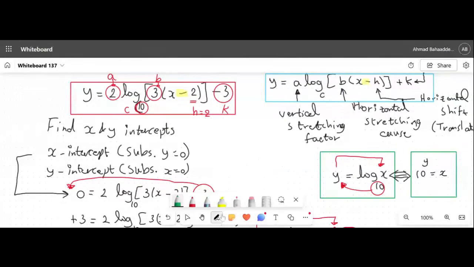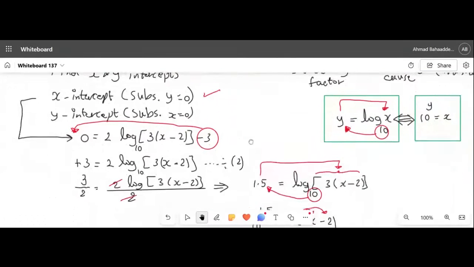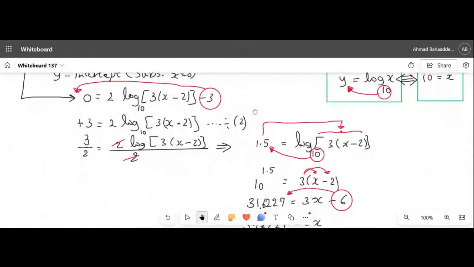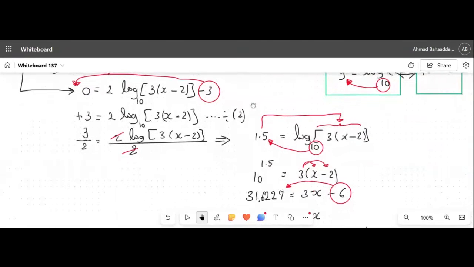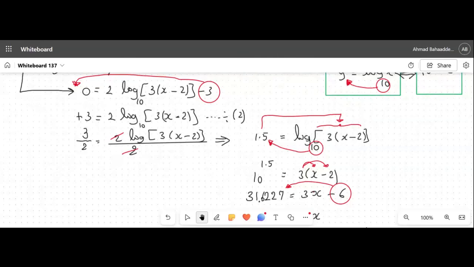Okay, guys. Now, first of all, I am going to substitute y equals 0 in the original function. Now I have the negative 3, which represents k. We move it to the other side, making it positive 3. Nothing is left on this side except one term, which is 2 logarithm of 3 times (x minus 2), for the base 10, equals 3.